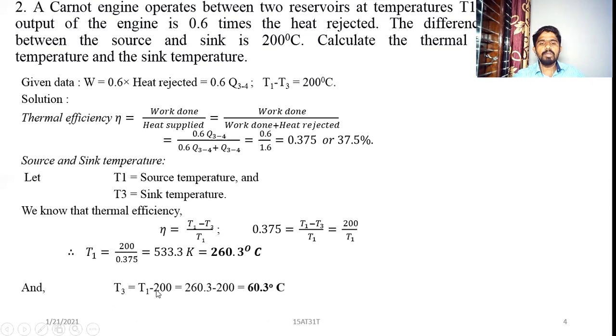And T3 is equal to T1 minus 200, that is 260.3 minus 200, which gives 60.3. T1 is the source temperature and T3 is the sink temperature, one the hot body and the other the cold body. So these are all the answers for this problem. I repeat: the thermal efficiency is 37.5%, the source temperature T1 is 260.3 degrees centigrade, and the sink temperature T3 is 60.3 degrees centigrade.